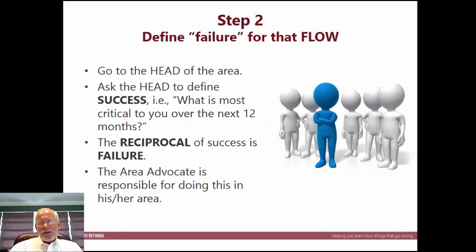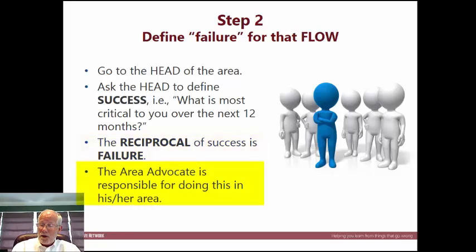Now step number two is where you're going to define failure for that flow. And you shouldn't do this yourself. You should go to the head of your area, just like you did when establishing thresholds the other way, and then ask the head to define success for that flow. That is, what is most critical to you over the next 12 months related to that flow you've already defined. And then the reciprocal of success is going to be failure.